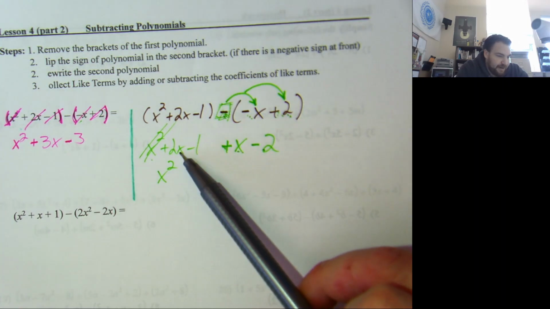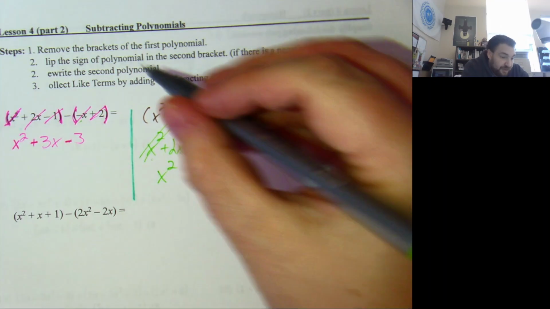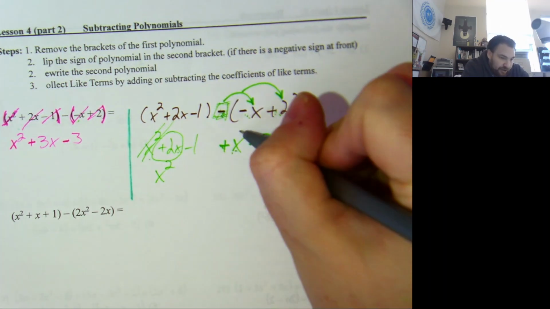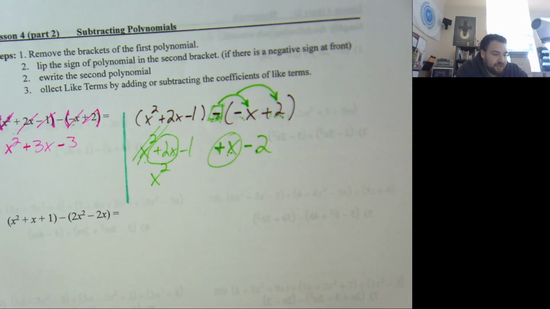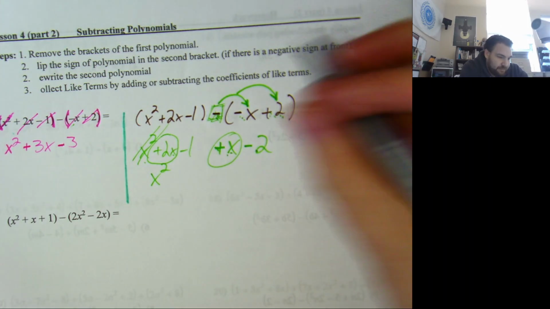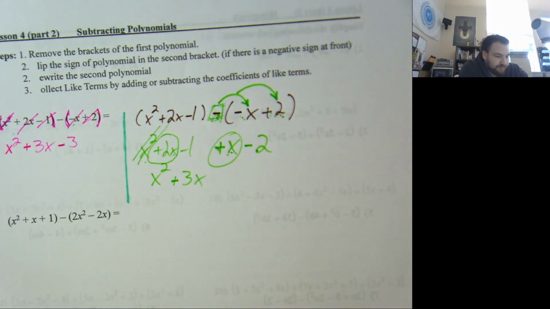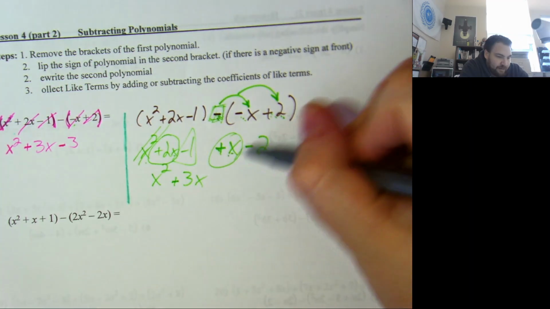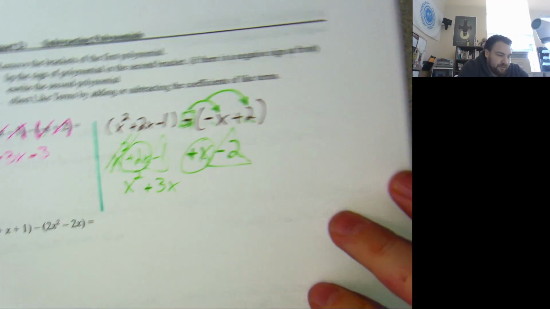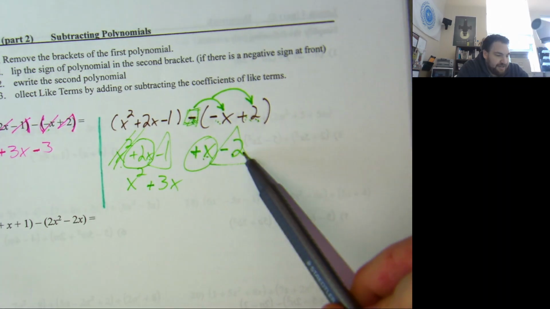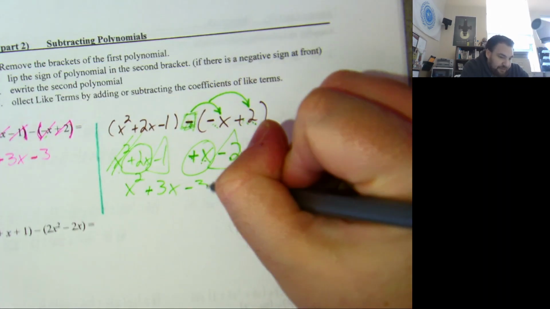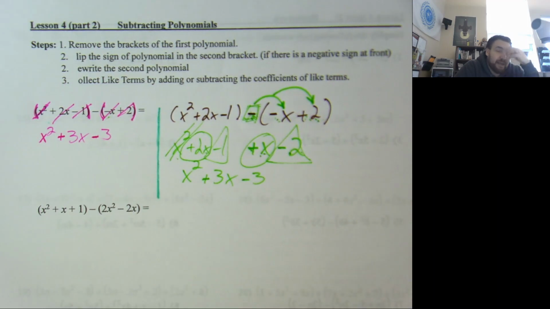I've got a positive 2x and a plus x right there. So these two are going to be like terms. 2x plus x is plus 3x. And then I've got a -1 and a -2. -1 minus 2 is -3. And we're done. The result is the same.